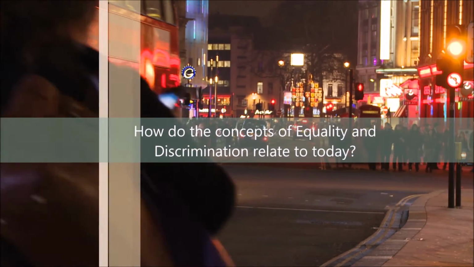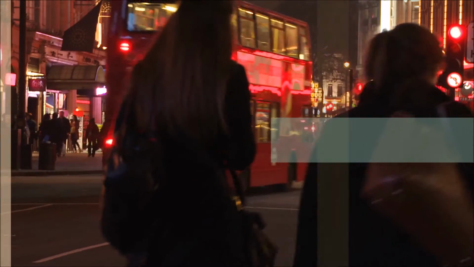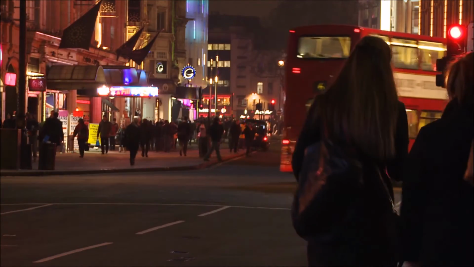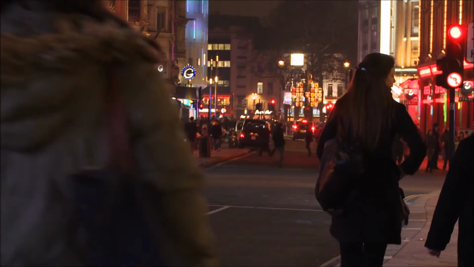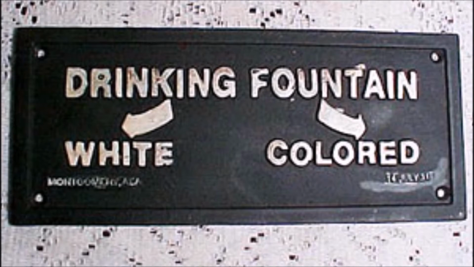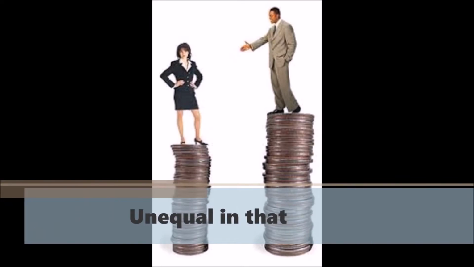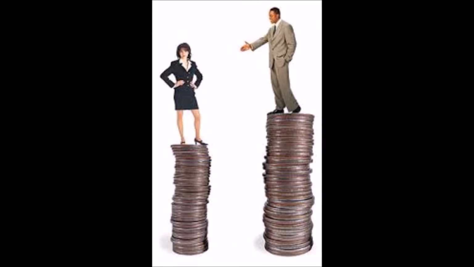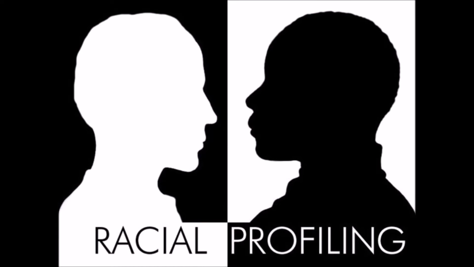How do the concepts of equality and discrimination relate to today? In our society today, there are more ways than ever before that people are equal, but also unequal. Equal in the right to vote is more completely universal in the USA. Racial segregation does not exist in a legitimate form. Marriage equality. Unequal in that A. Women on the average are paid less than men. B. Racial profiling is somehow considered a legitimate investigative tactic.